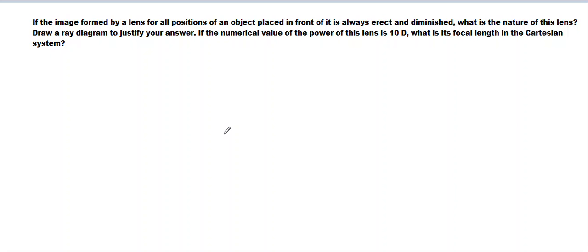So today's question is from the topic optics and I have already written it on the board. The question says, if the image formed by a lens for all positions of an object placed in front of it is always erect and diminished, what is the nature of the lens?